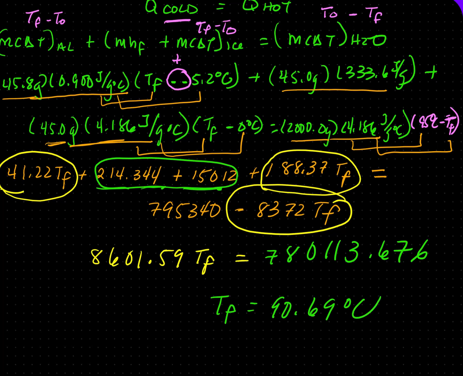So T final is going to be approximately 90.69 degrees Celsius. When you have two or more substances at different temperatures, there is going to be a Q hot and Q cold. To account for the negative sign for the temperature change, it is easier if you make the hot side T initial minus T final.